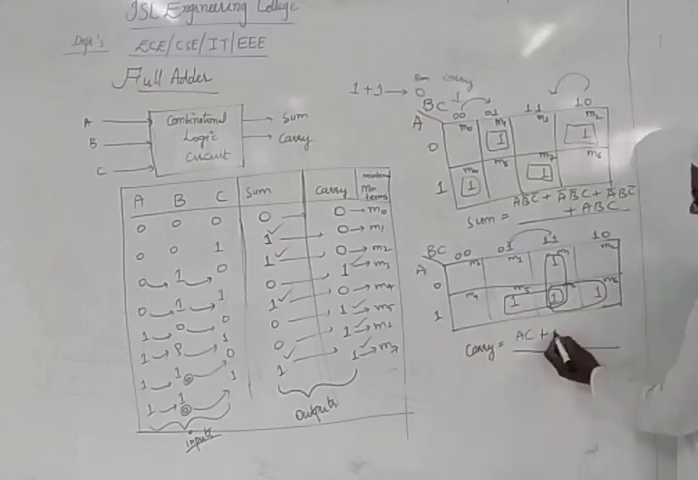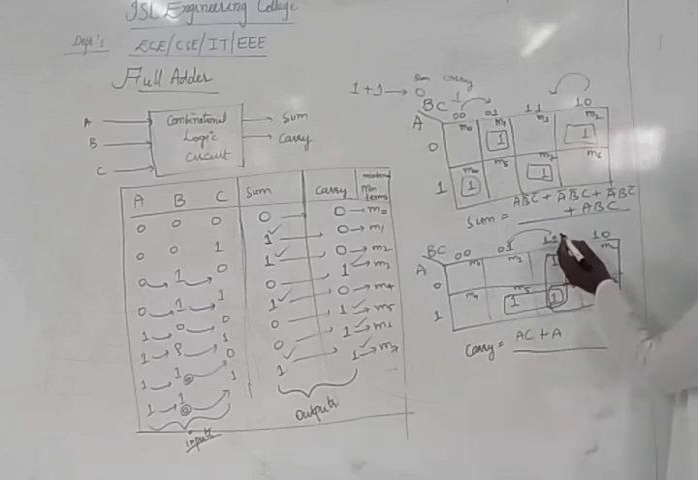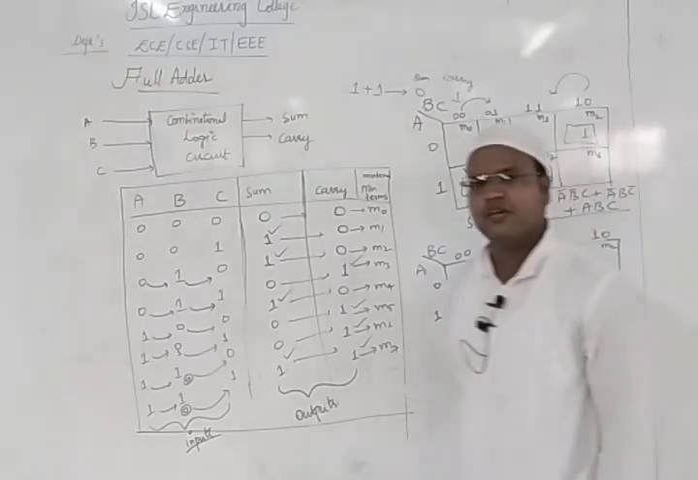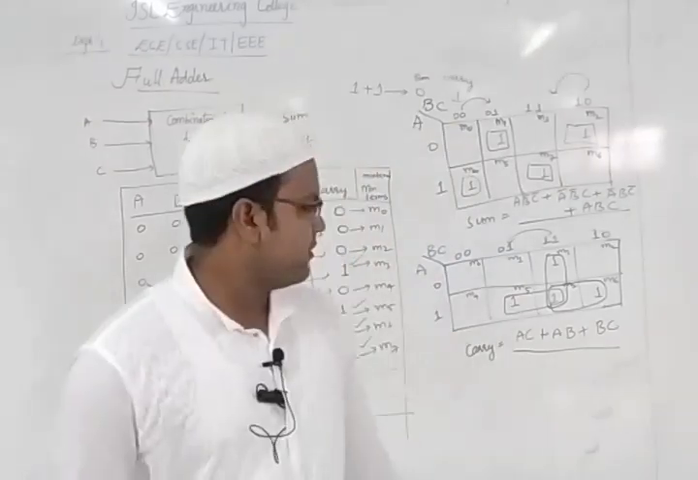A is here, common, so A is there. Now look into this 2. What is the common in that? B is common. In this one I am saying, so what is this value we got? AB plus, now vertically, what is vertically? B and C is common. So I'll write BC. So what is the carry value we got, students? AB plus BC plus CA. So we got this carry.